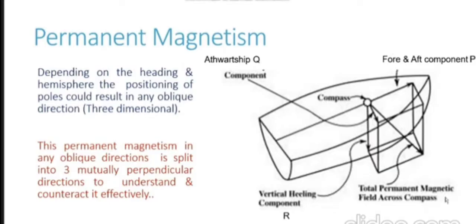So I'm not understanding where this athwartship Q is. Okay, I got it. Yeah, it's a 3D kind of diagram, beta. It is basically coming out of the screen towards you. Yes, understood, sir. Excuse me, sir. Go ahead, beta. Sir, what is meant by this?